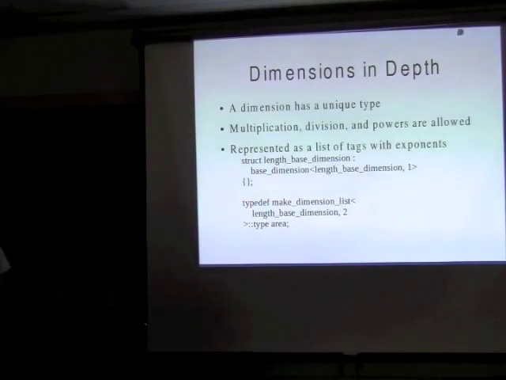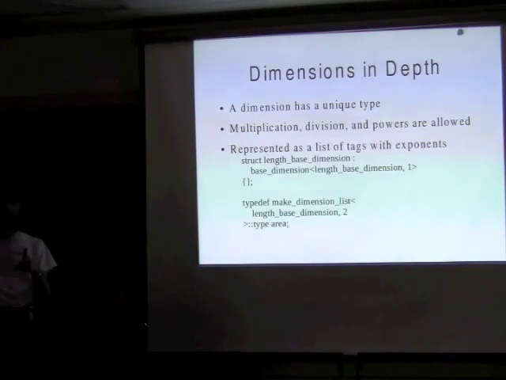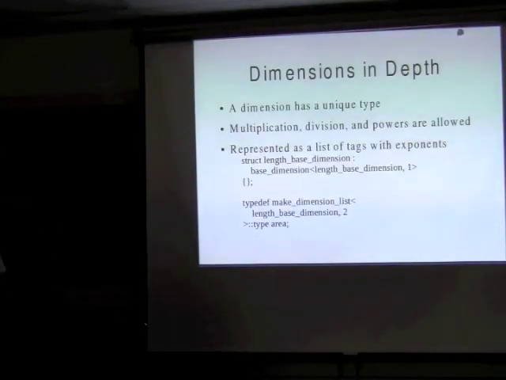The second parameter is an integer. Every base dimension has to have a unique integer to identify it. This isn't necessarily ideal, but it's the best we could come up with. So in order to make sure that the lists are unique, all the tags have to come in the same order all the time. So we use that integer to sort by. Once we have a base dimension, we can create a dimension by using this make_dimension_list metafunction. So this creates length squared, and that's just typedef'd to area.